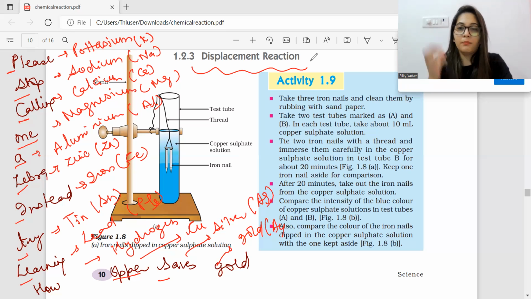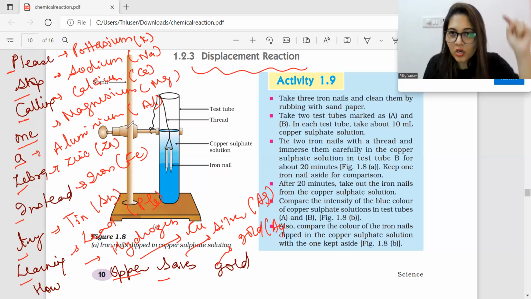So if already a powerful person is sitting on this position and a less powerful person comes and tries to take my position, that will not be possible, right? But yes, if a more powerful person comes and tries to take my position, then I will be displaced from my position, right? In the same way, if we talk about elements like potassium and sodium, you all know that potassium is at the top.